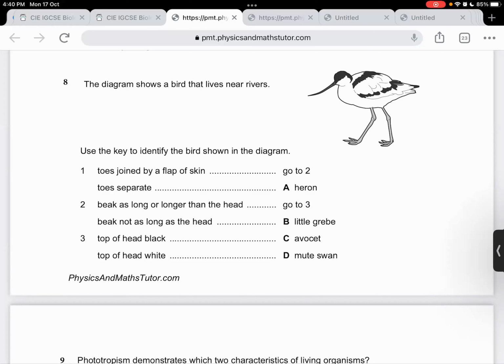This one. The diagram shows a bird that lives near the rivers, and then you have to tell me what is what. Yes, miss. Toes are joined by a flap of skin. Acha. Okay, so. Miss, the beak is longer than the head. Okay, and go to 3. Miss, the top of the head is black. Answer is C. Correct.